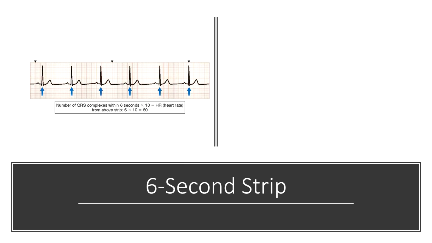Looking at that 6-second strip, which is what we have here, you see those little arrows across the top. From one arrow to the next arrow would be 3 seconds. If you looked at all 3 arrows combined, that would be a 6-second strip. Then they go across the bottom and say that we're counting our QRSs and multiplying times 10 to get the heart rate per minute.